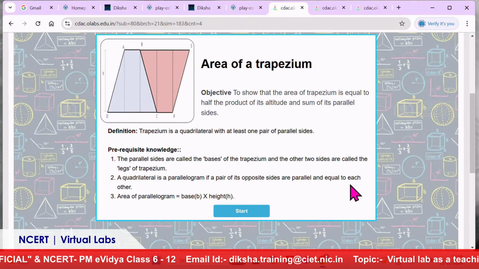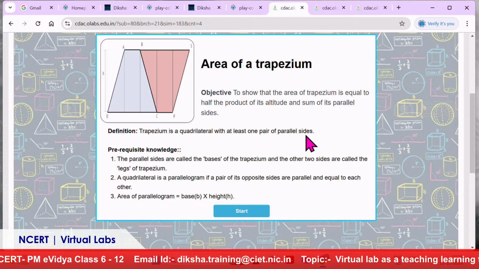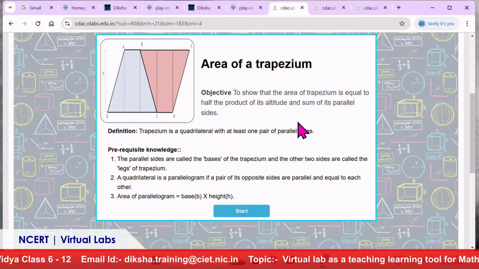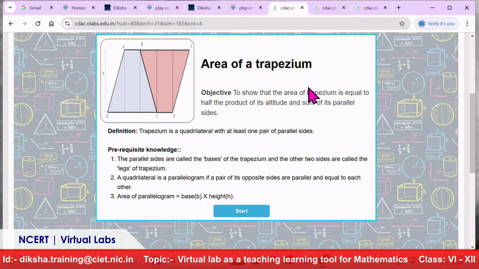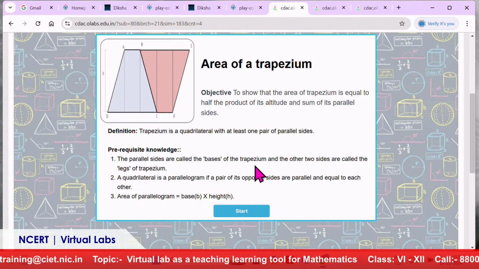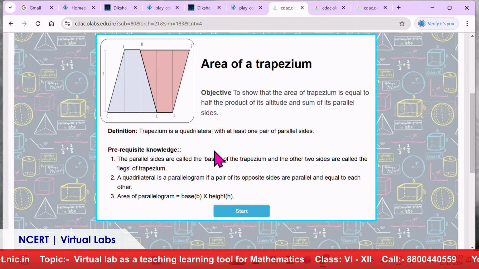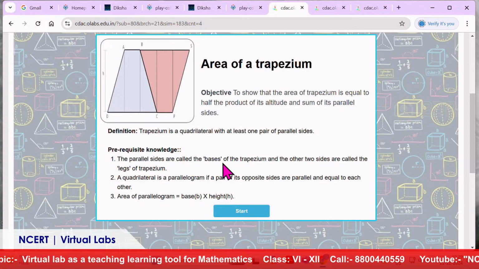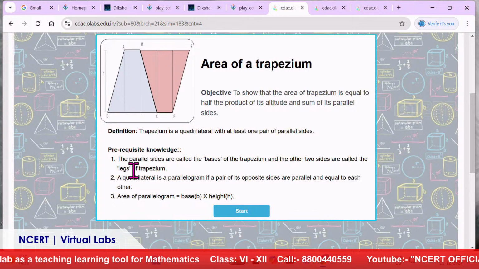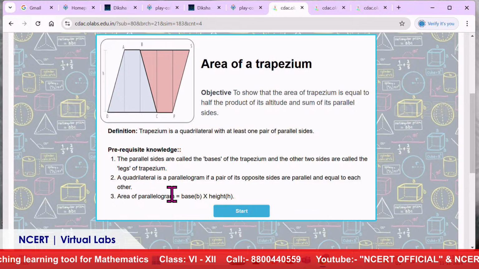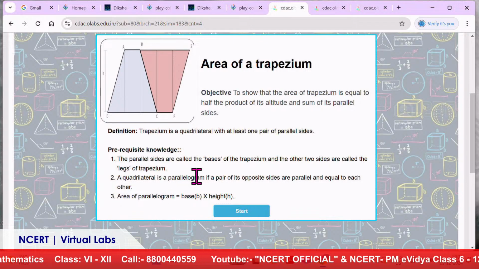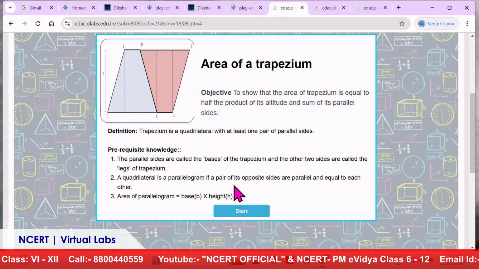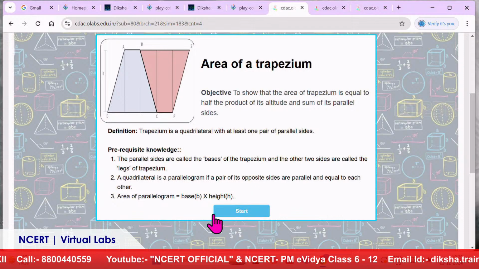The simulation is based on the area of trapezium. What objective are we getting? The objective is to show that the area of a trapezium is equal to half of the product of its altitude and the sum of its parallel sides. What previous knowledge do we require to prove this experiment? We require knowledge of quadrilaterals and parallelograms. We use these properties to prove the statement.